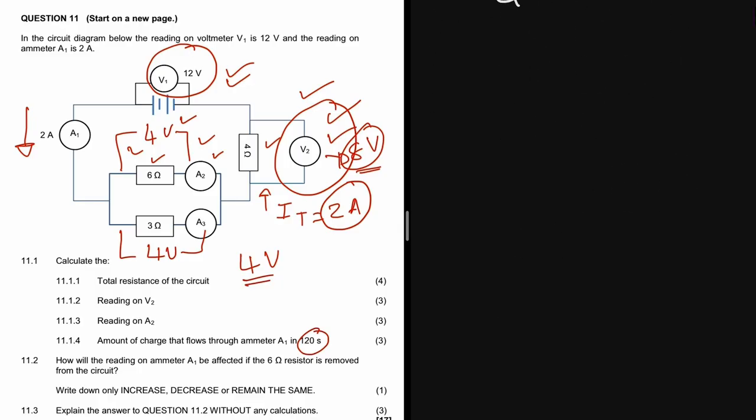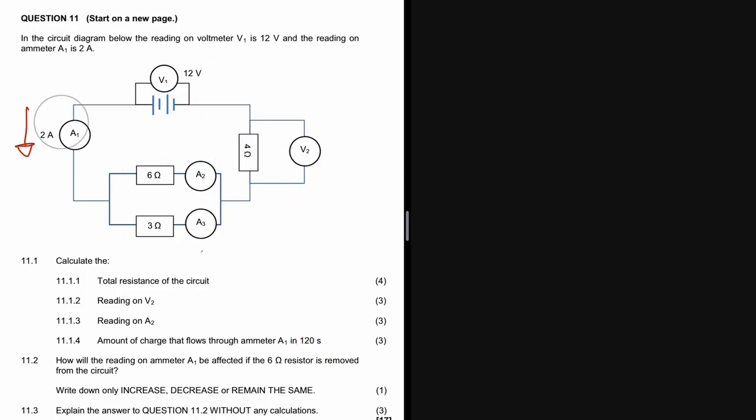So now, as we move on to the next question, which is 11.2, they say, how will the reading on ammeter 1 be affected if the 6 ohm resistor is removed from the circuit? So let us try to understand what they're asking here. They're saying that if we remove resistor 6, what will happen to the current? Will it increase or decrease?